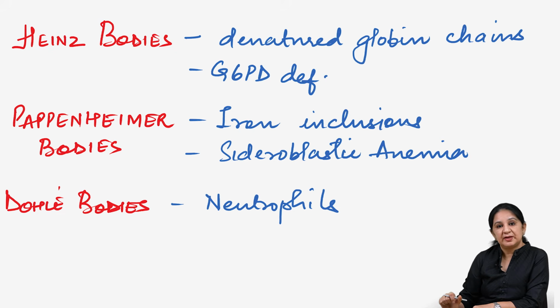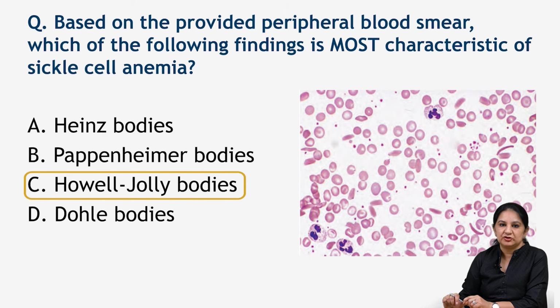Pappenheimer bodies, what are Pappenheimer bodies? These are multiple inclusions and these are iron granules seen in sideroblastic anemia. And again, Dohle bodies are seen in neutrophils, right? The first three are the red cell inclusions. Dohle bodies are associated with neutrophils. So the correct answer here is Howell-Jolly bodies. Understood? Let's move on to the next question.